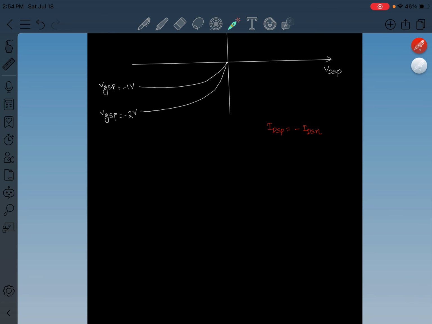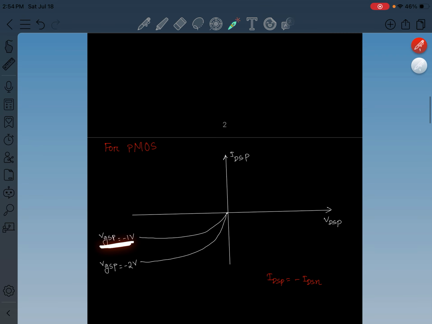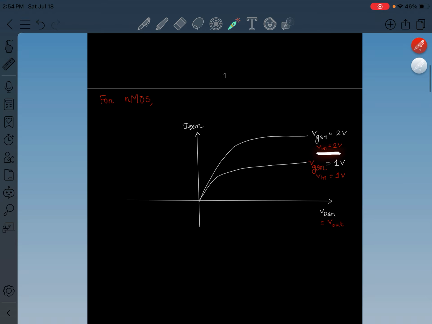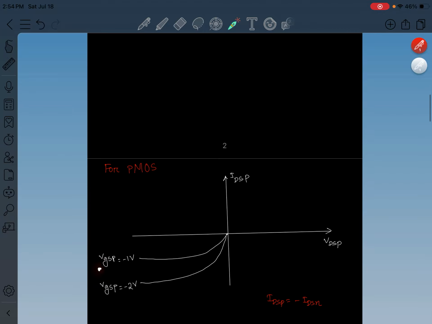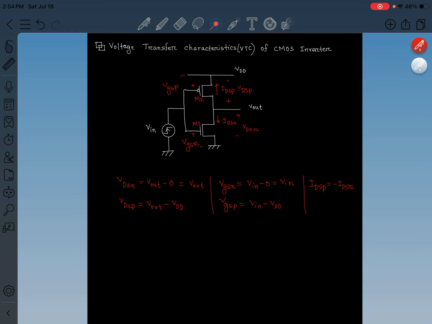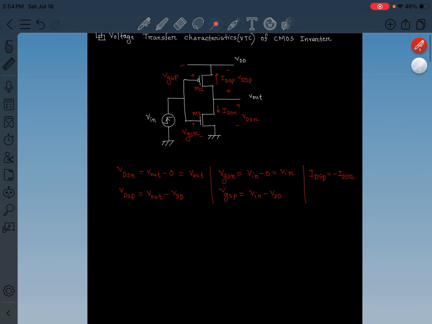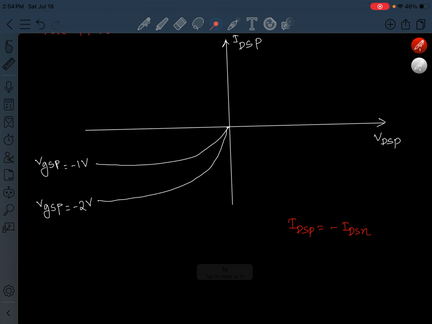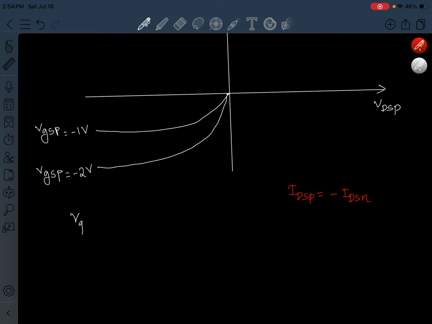Okay, so now we will change the parameter also. Here the parameter is VGSP, but for NMOS it was V input. Then what is the relationship between VGSP and V input? Here we have this relationship: VGSP equals V in minus VDD. So if we change the parameter, VGSP equals V in minus VDD. Let's say VDD equals 2.5 volt. So here V in will be VGSP plus 2.5 volt.